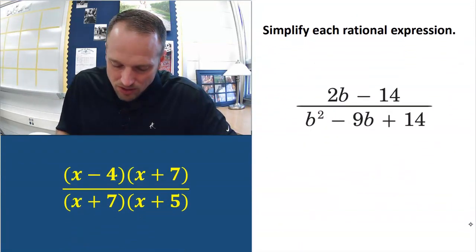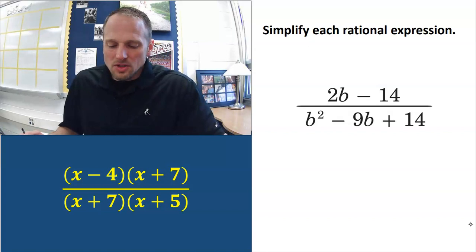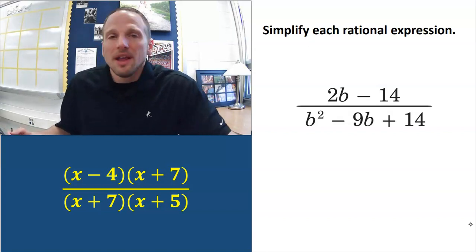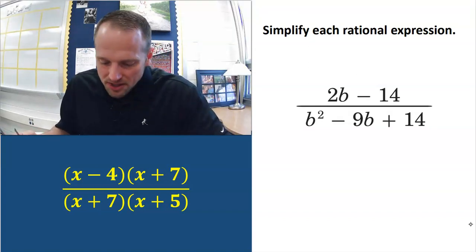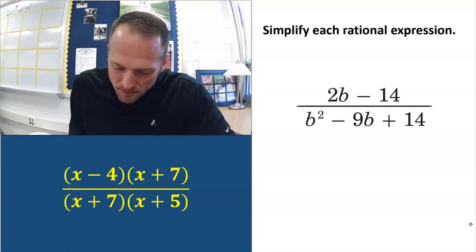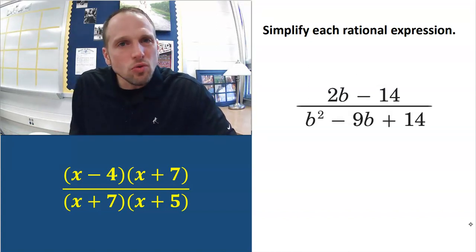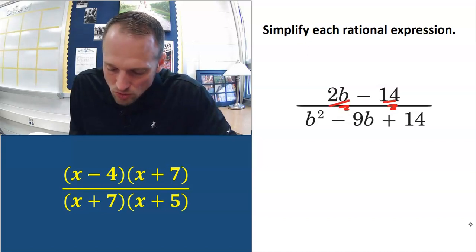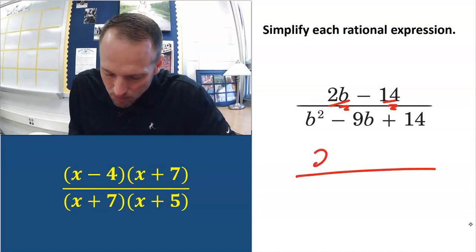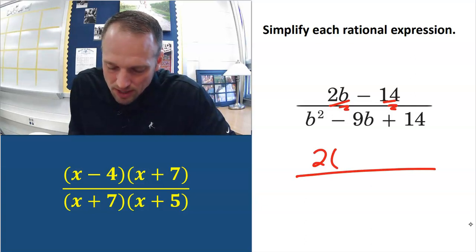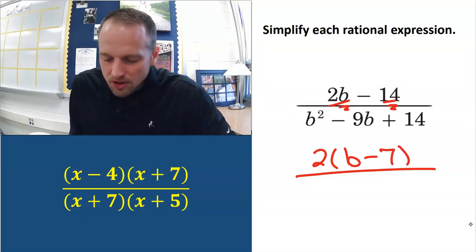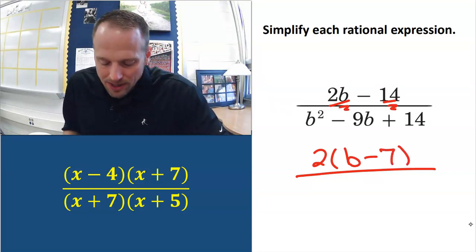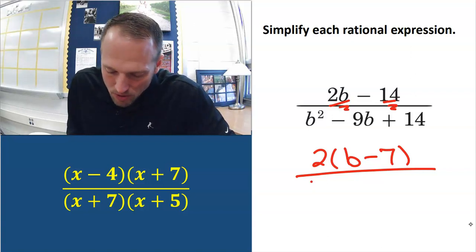What about this one? Okay, so the top one actually is easy, but it looks kind of tricky. Just remember, what's the first step we always do? Look for a greatest common factor. I can divide both of these by 2, and so on the top, I'm just going to have 2 times 2 divided by 2 is 1. That's just b, and 14 divided by 2 is 7. So that's all I've got, 2 times b minus 7 on the top. Now, what about the bottom?